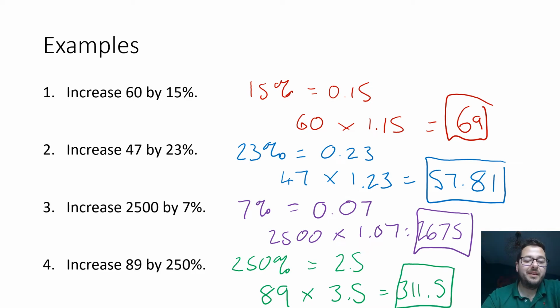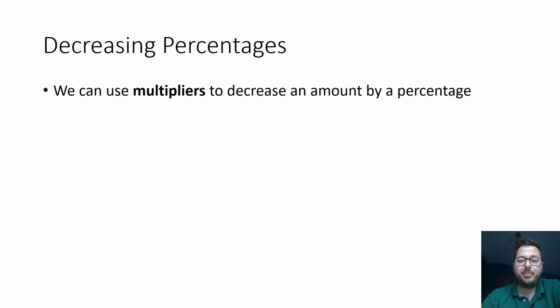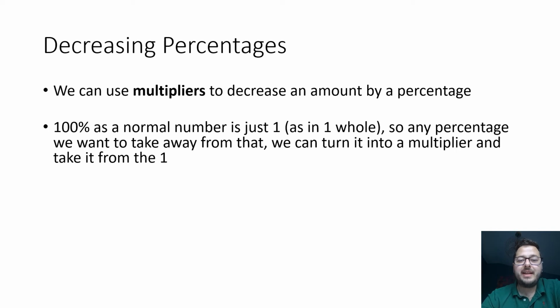Okay, so let's look at decreasing percentages now. It's a very similar idea. We can use multipliers again, but this time we start with 1, because we want to decrease it. So we get our multiplier and then we just take it away from 1. Instead of adding it to increase, we take away to decrease.